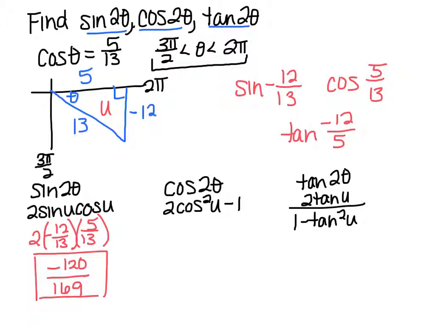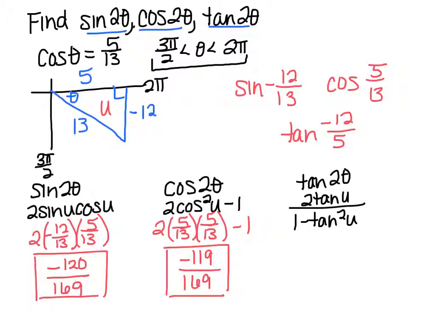Cosine. I could have used any of the three formulas, but I chose to use this one because I only have to substitute cosine once. 2 cosine squared, which is 5 over 13. I can square it or I can write it twice, minus 1. When I put that into a calculator, I get negative 119 over 169.